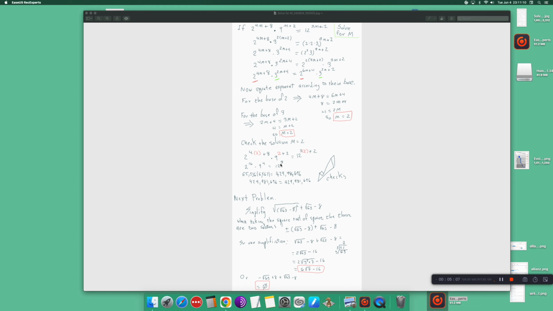Coming down here, this is just 2 raised to the 16. Okay, that's right, because 4 times 2 is 8, plus 8 is 16, you see it? And over here, 2 plus 2 is 4, so that's 9 to the 4th. But on the right side, I have 3 raised to the 2 plus 2, which is 12 to the 8th.